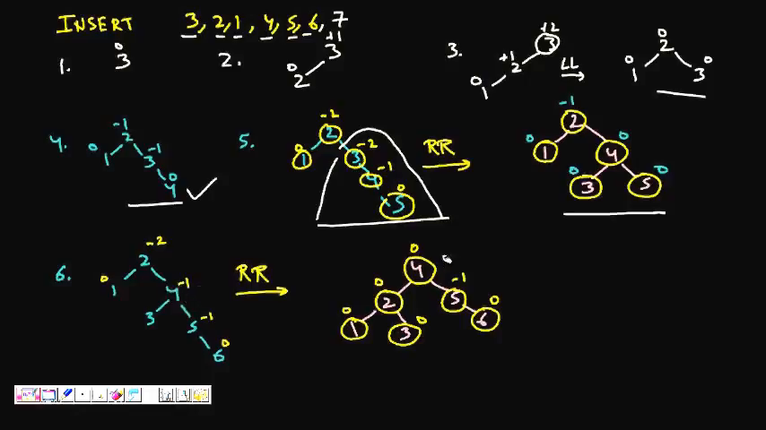The RR rotation will come at 2. 4 becomes the root, 5 and 6 come on the right, 2 becomes its left child, 1 will be there, and 3, the left child of 4, becomes the right child of 2. So this is fine. This is the RR rotation, and now we can see that the LL and RR types of insertions can be handled by a single rotation.